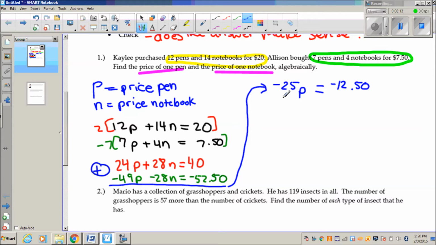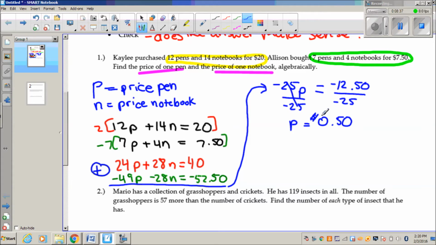So to finish solving for p, I'm going to divide by -25, excuse me. And when I do that, I see that p is going to equal, and when I use my calculator to do this, I get 0.5. And in terms of money, I know that that's 50 cents. So I found out that my pens cost 50 cents each.